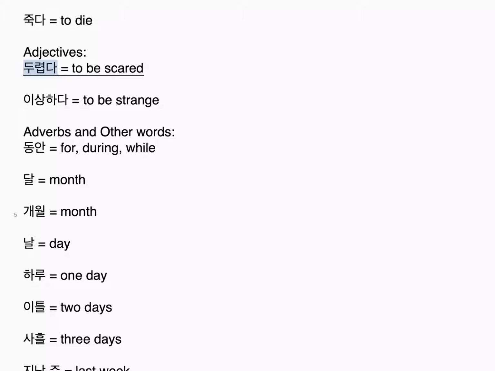Adjectives. 두렵다 To be scared. 이상하다 To be strange. Adverbs and other words. 동안 For, during, while. 달 = month, 개월 = month, 날 = day, 하루 = 1 day. 이틀 2 days. 사흘 3 days.